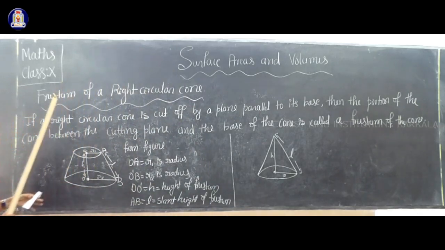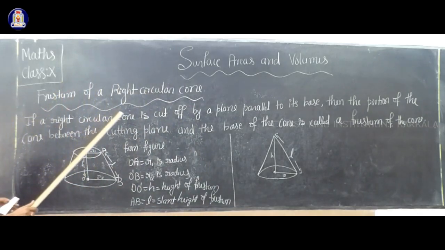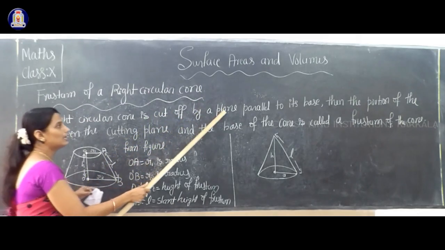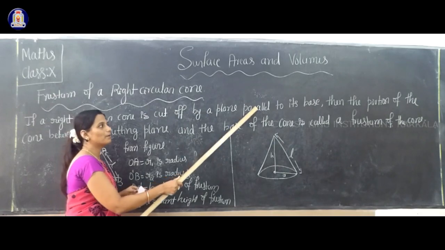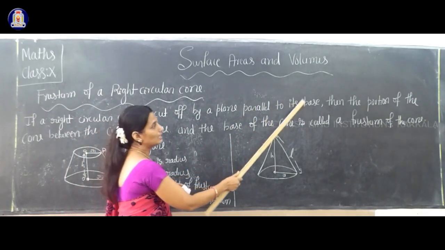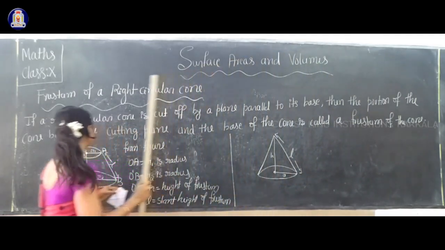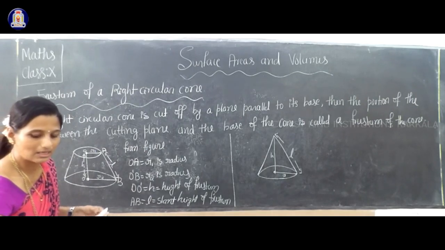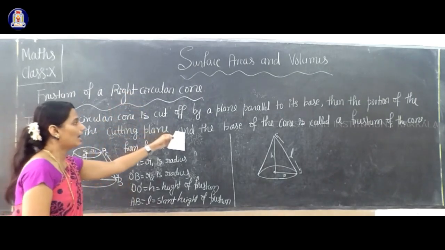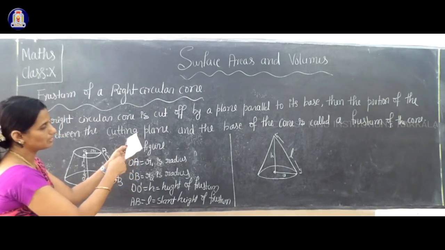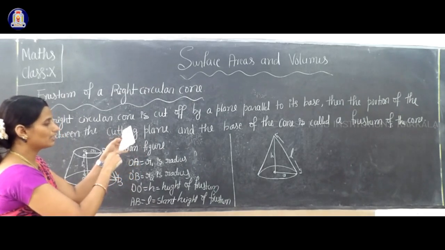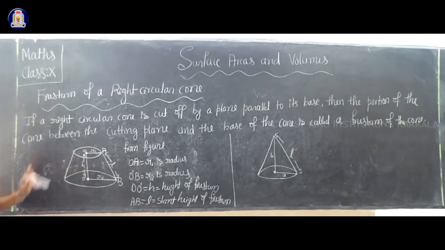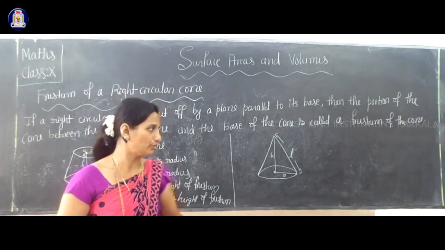Now once again, if a right circular cone is cut off by a plane parallel to its base, then the portion of the cone between the cutting plane, this is the cutting plane, and the base of the cone is called the frustum of the cone. So this is the frustum of the cone. That I'll show in the figure.